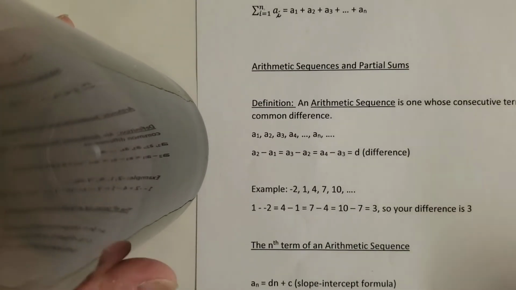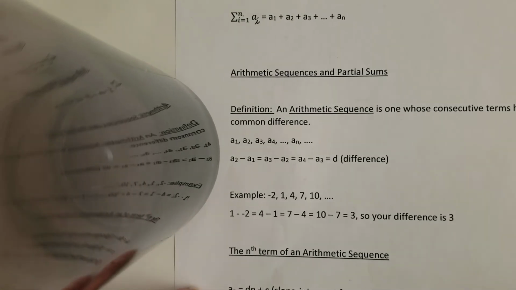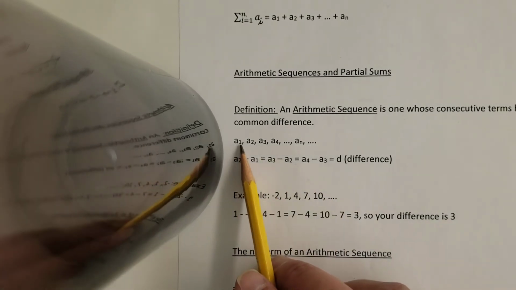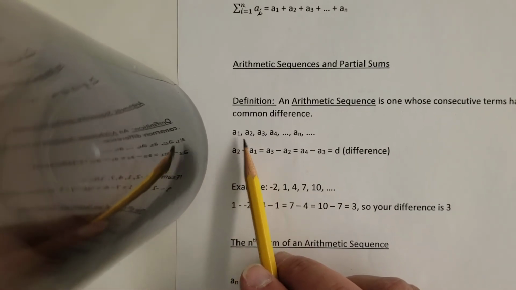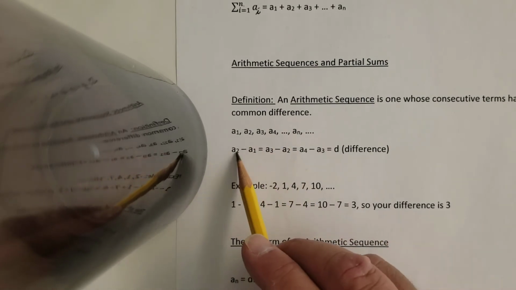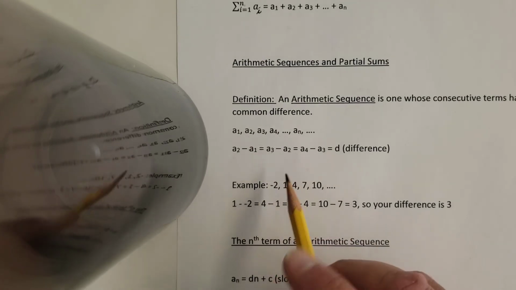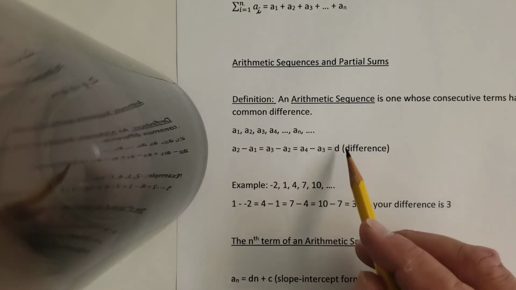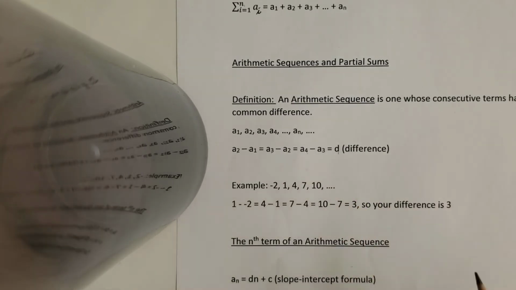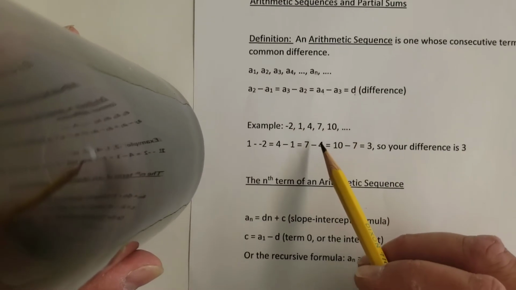Now, arithmetic sequences. The definition: an arithmetic sequence is one whose consecutive terms have a common difference. So you see I've listed out my sequence here. Term 1, 2, 3, 4, and all the way on. And when you subtract the second term minus the first term, it's the same as the third minus the second, as the fourth minus the third, and we call that d, the difference. Okay, and that'll come into play in a minute when I talk to you about different equations on how to find these sequences.